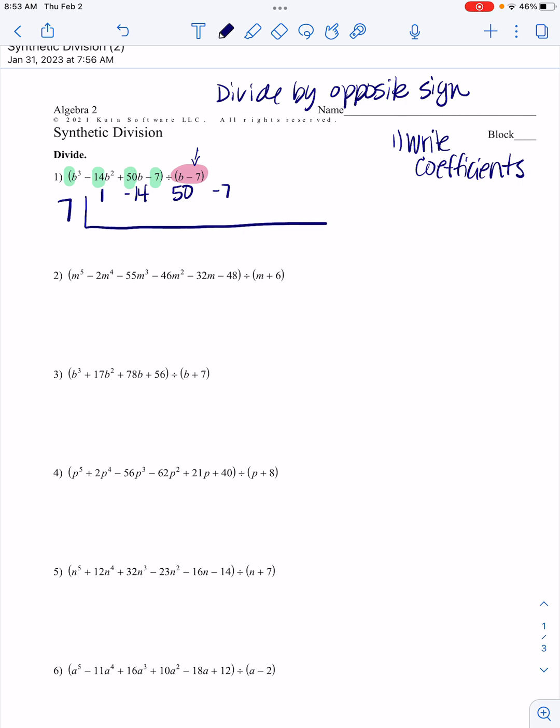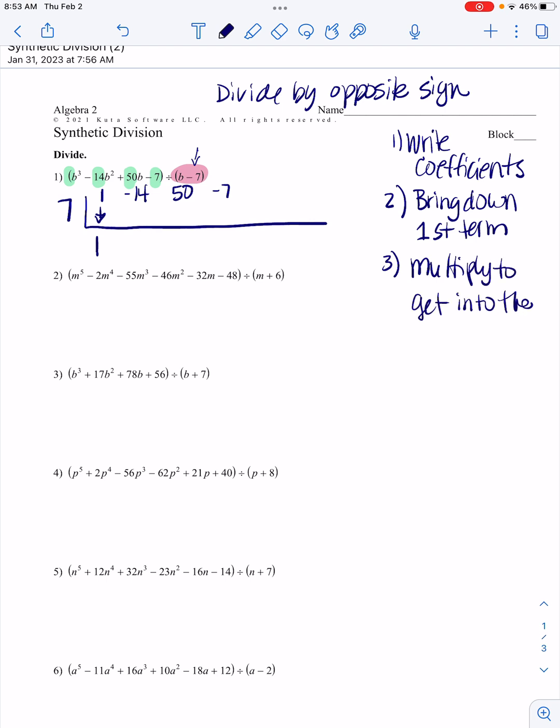All right. The next step after you write your coefficients and you set up your chart is you're going to bring down the first term. So our first term is 1. I'm going to draw an arrow. I'm going to bring it down, and I'm going to put that 1 there. We have to multiply to get into the box. So that means I'm going to multiply 7 times 1, okay? 7 times 1 is 7. I'm going to write that inside my box.